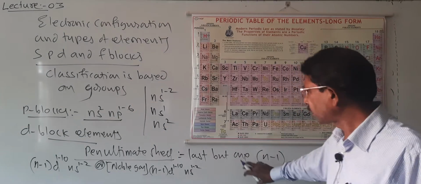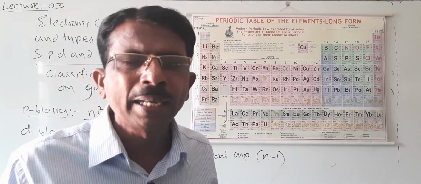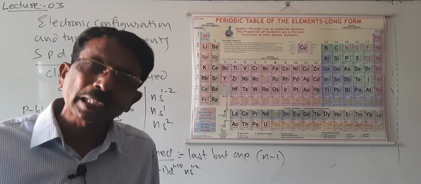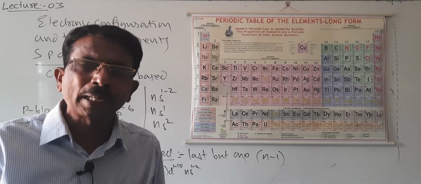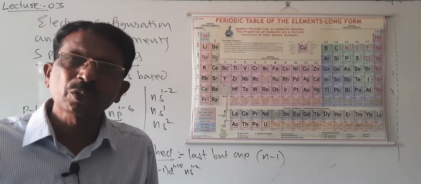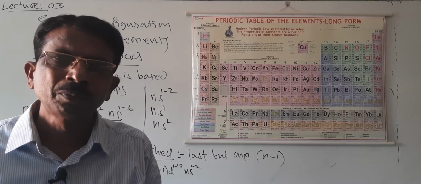So then it is called a d orbital, and almost all d orbital elements are metals. These form colored compounds, and these are used as catalysts in industry. We use them as catalysts in industry. And they form colored compounds, and these form complex compounds, and these play a very important role.